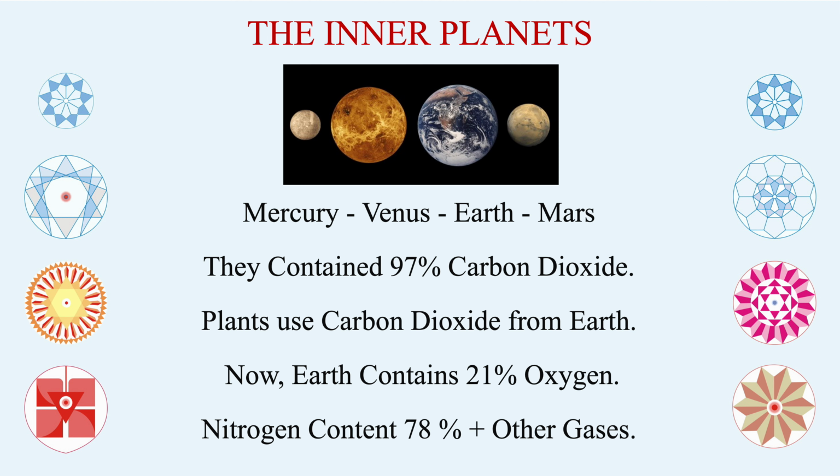And then the inner planets, to start with, between the Sun and the asteroid belt. All four of them, Mercury, Venus, Earth, and Mars, had 97% carbon dioxide. Venus continues to have that. As a result, you have a yellow-orange color on Venus. But on Earth, carbon dioxide has been used up by the plant kingdom to convert into 21% oxygen and 78% nitrogen. As a result, it has become blue. It's not yellow. That's it.